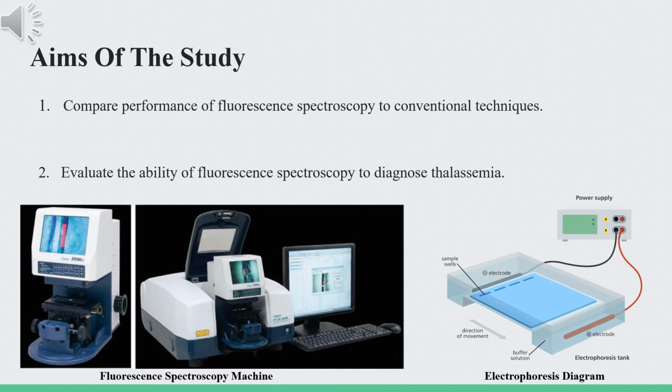There are two main aims in this study. The study aims to compare the performance of fluorescent spectroscopy, which is a very simple and inexpensive method, with the old conventional techniques for diagnosing thalassemia, where the red blood cell counts and levels of Hb, HbA, HbA2, and HbS are estimated via conventional methods of complete blood count and hemoglobin electrophoresis to diagnose thalassemia.